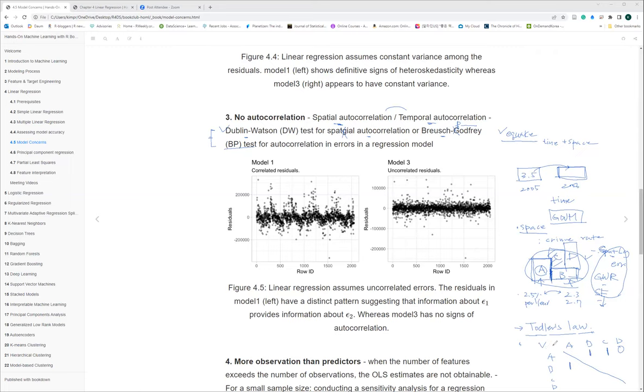Same for the temporal autocorrelation too, okay? The main difference with temporal autocorrelation is that instead of the neighboring A and B and C and D, there is a time interval, like 1999, 2000, 2001, 2002, etc.